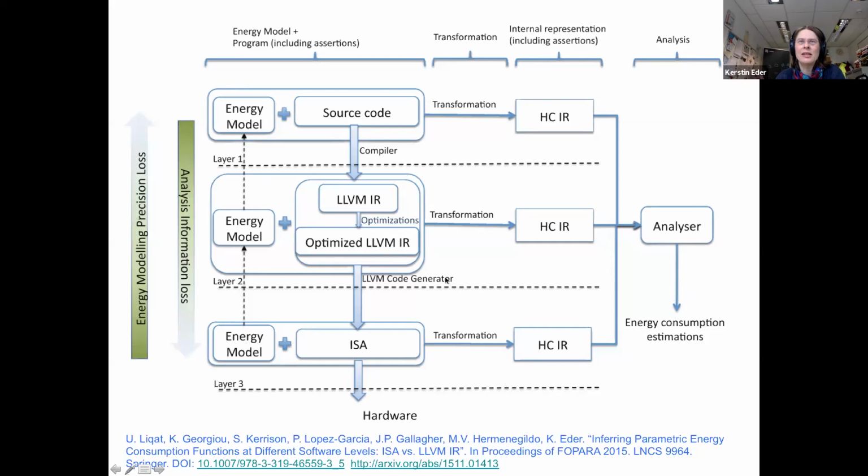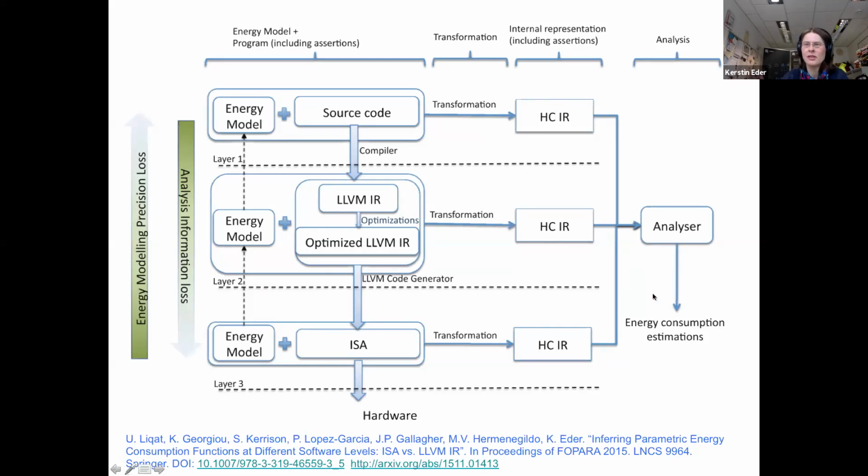Now, the analysis itself uses horn clauses, which is a type of logic representation that can be obtained from any one of these abstraction levels of the code. So you can translate the ISA into horn clauses, you can translate the LLVM-IR, whether it's optimized or not, into horn clauses, and you can even translate the source code into horn clauses. And then the analysis doesn't really care about what the horn clauses represent. It's always the same generic analysis that gives us an energy consumption estimation or function.